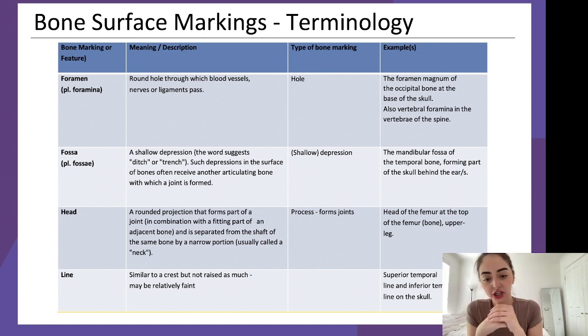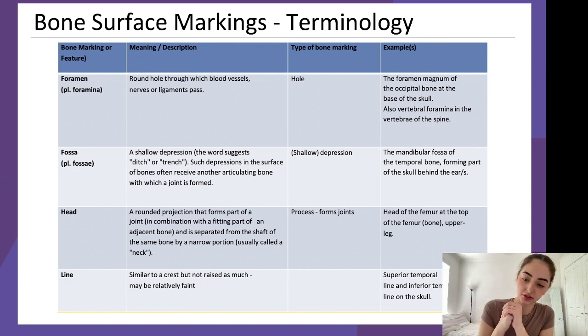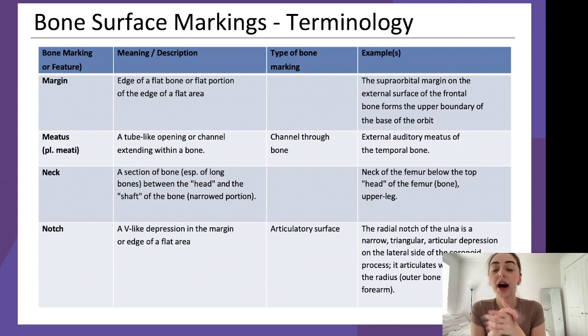A head is a rounded projection that forms a part of a joint and is separated from the shaft of the same bone by a narrow portion. A line is similar to a crest but not raised as much. Think of a line as flat. A margin is the edge of a flat bone or a flat portion of the edge of a flat area. So the edge of something flat. If you have a flat bone, think of around the edge as the margin. A meatus is a tube-like opening or channel extending within a bone, where ligaments usually pass through.